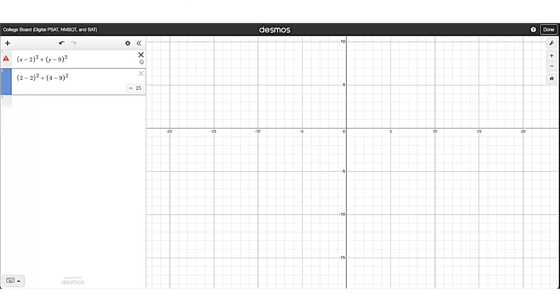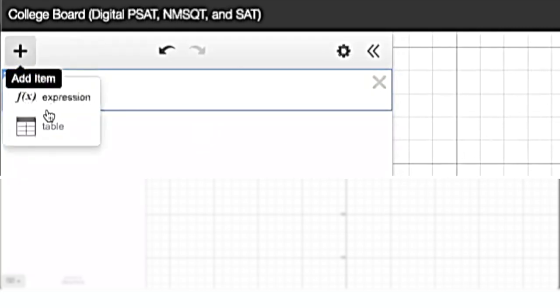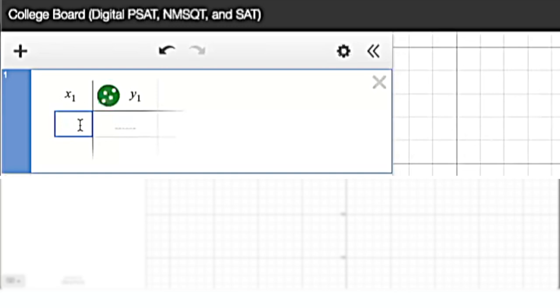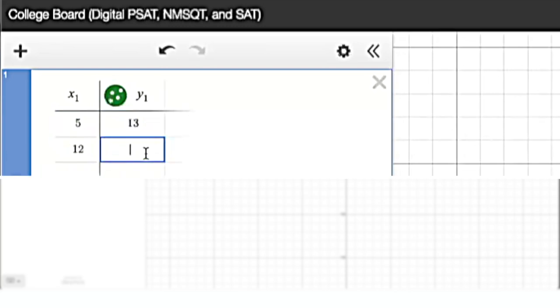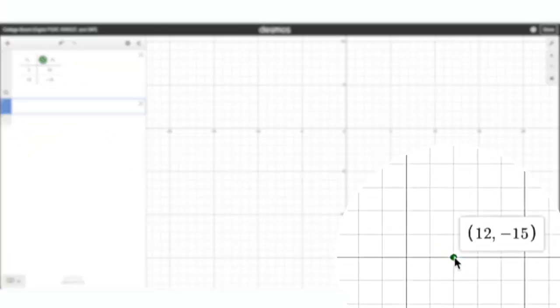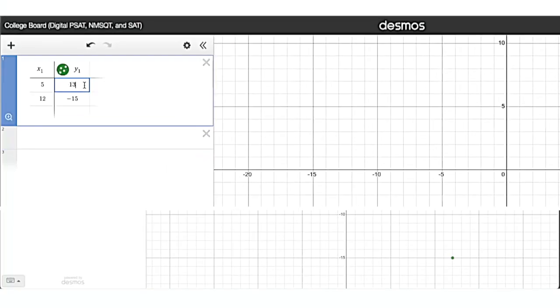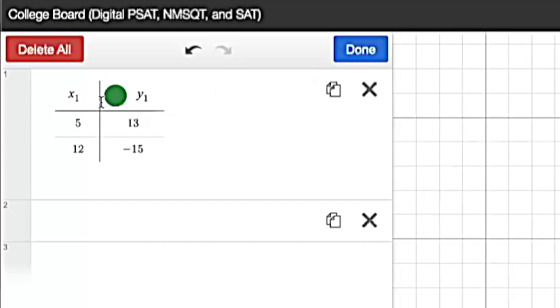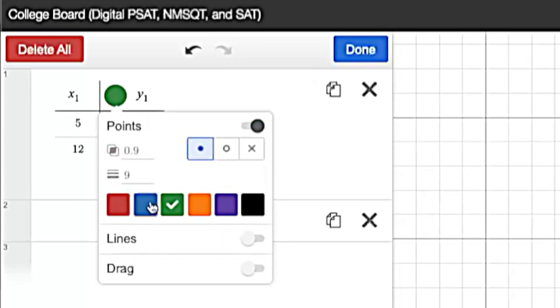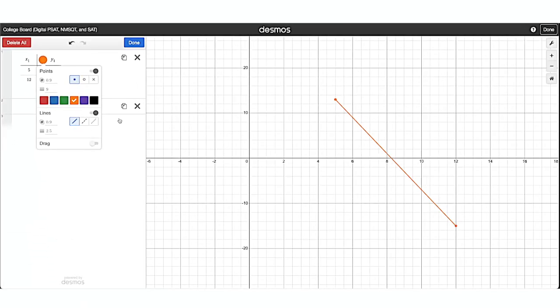Alternatively, we can go to Desmos and we can just plug in a table. All you need to do is click on the plus sign up here, add table, and then we plug in our values. So we had 5, 13, 12, and negative 15. Whoops, negative 15. And right now, I see there's just a little point here. One thing you have to remember with tables is you need to adjust this. Click on the little gear sign, click on the dot here. You can change the color, which is not super helpful, but what we can also do is click on lines, and boom, now we have a line.